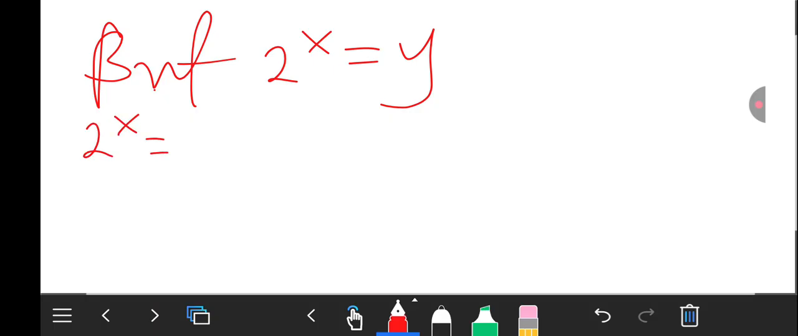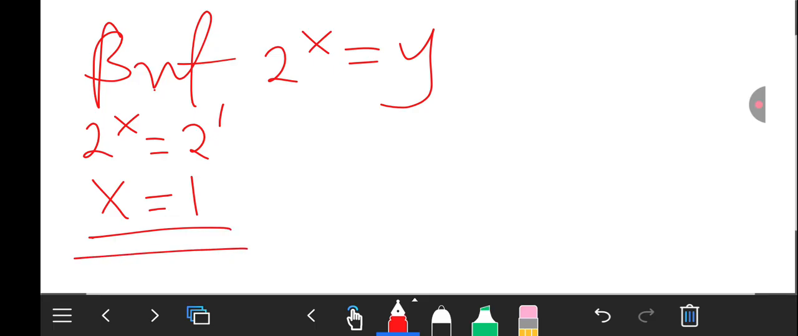The first solution for y, we found it to be positive 2. So we can say this 2 is the same as 2 to the power 1, because 2 to the power 1 is just 2. So when the bases are equal, the powers are also equal. So we can say x is equal to 1. Or the second solution is 2 to the power x is equal to 8.